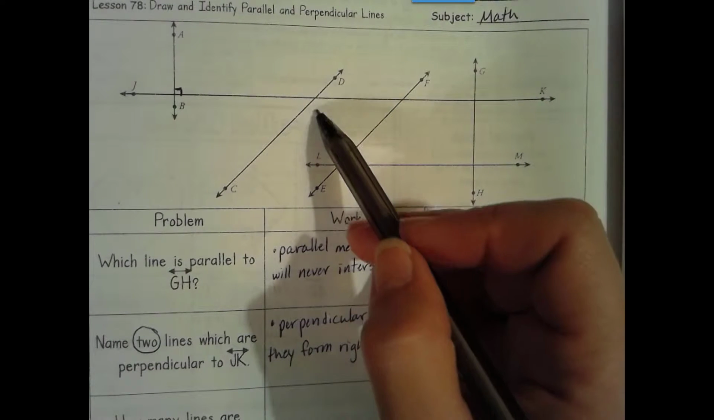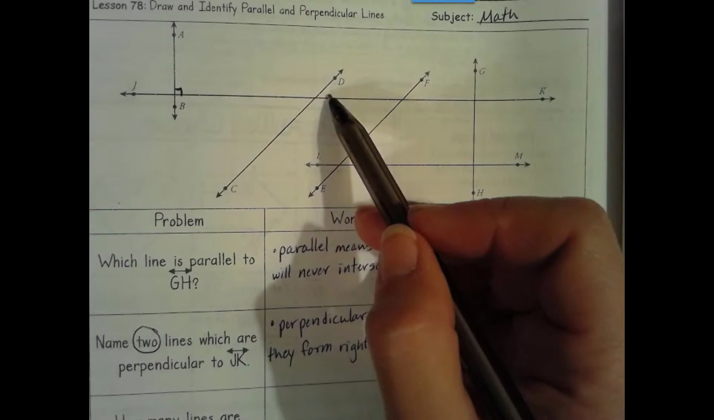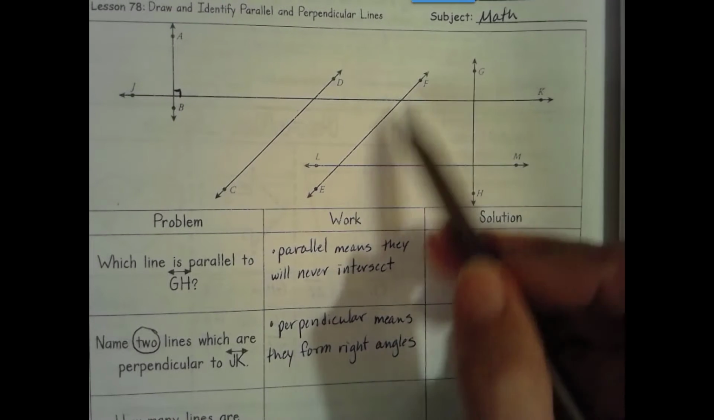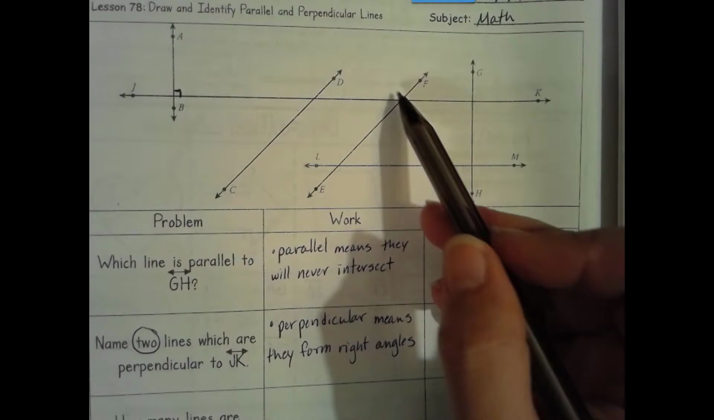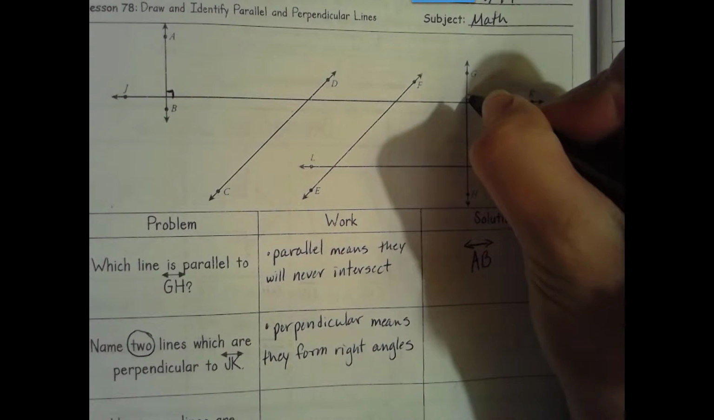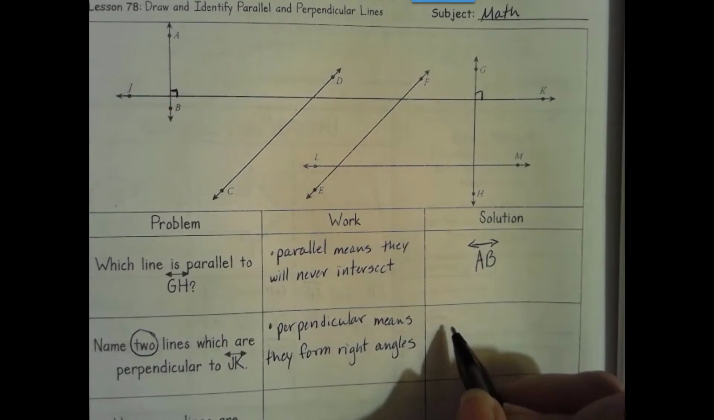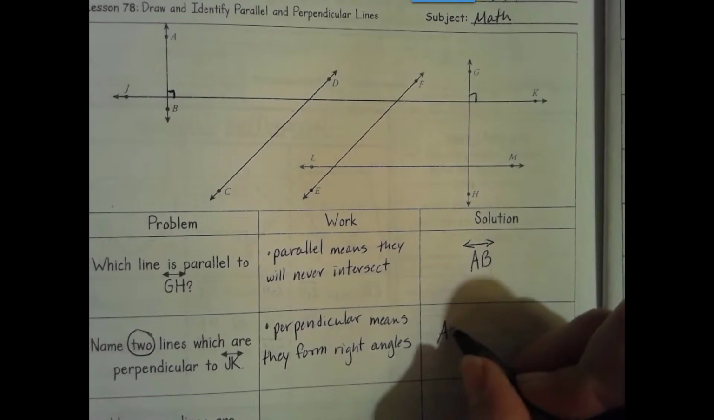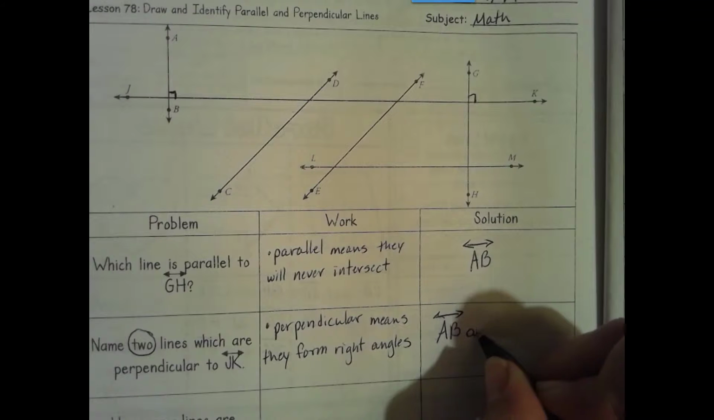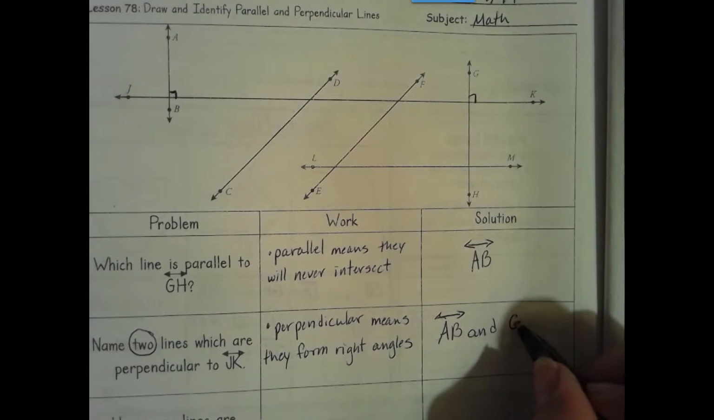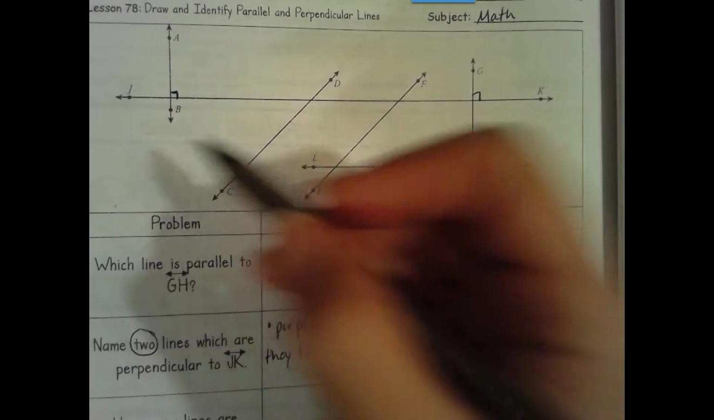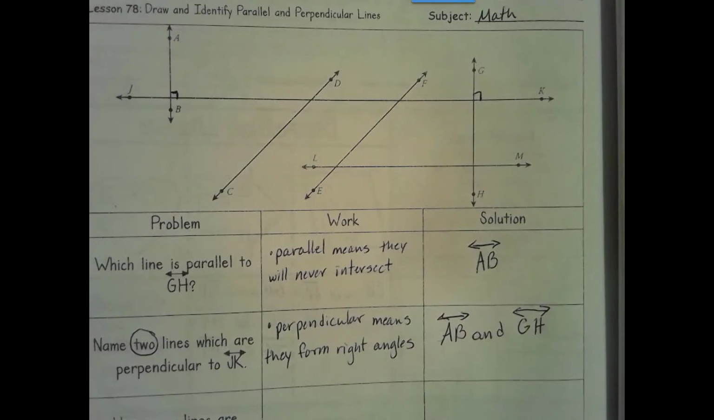DC intersects, but it gives me two obtuse angles and two acute angles, no right angles. I can't just put that square anywhere. It only goes with right angles. FH intersects, but again I have two obtuse, two acute. GH intersects, and there's my other right angles. So my two lines which are perpendicular would be line AB and line GH. So line AB is perpendicular, line GH is perpendicular.